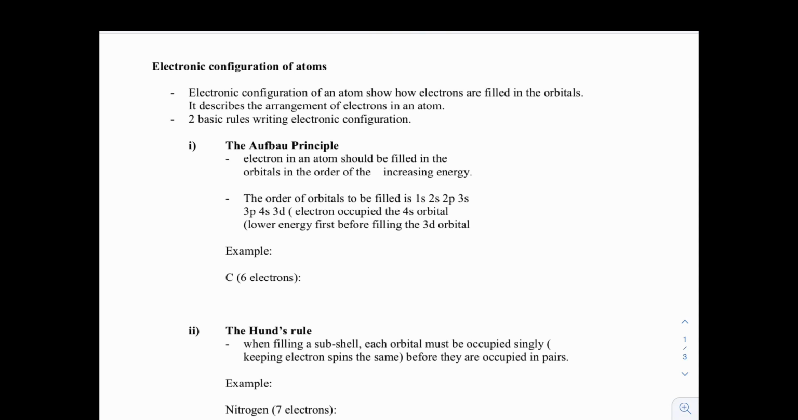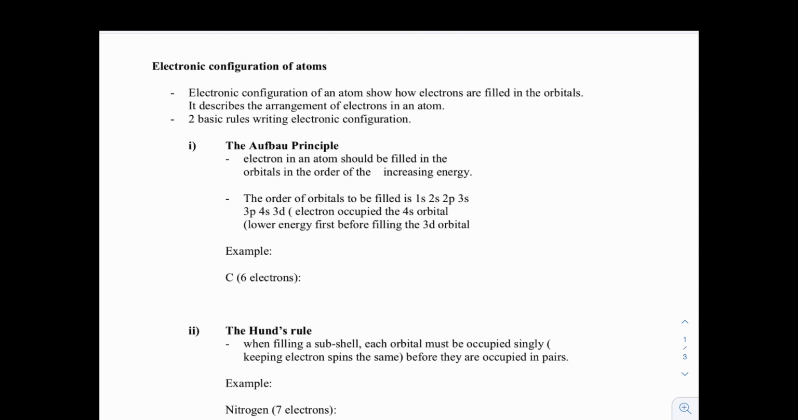So today we are going to talk about electronic configurations of atoms. Electronic configurations of an atom show how electrons are filled in the orbitals, and it describes the arrangement of electrons in the atom. There are two basic rules when we write the electronic configuration.